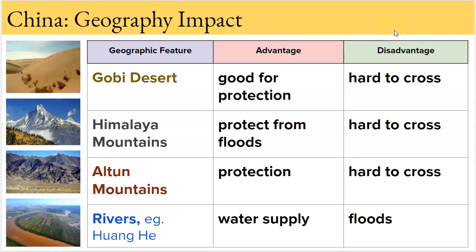On this chart, you can see the advantages and disadvantages of geographic features in China. For example, the Gobi Desert. A desert provided good protection because people were not able to come in, but at the same time, it was really hard to cross. So in terms of mobility, there are pros and cons to understanding the constraints that a desert has on movement. And like the Himalaya Mountains, it protected from floods, but again, it was really hard to cross. Okay.